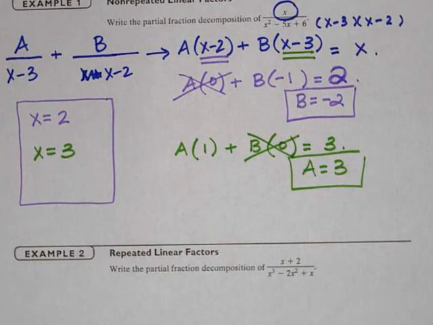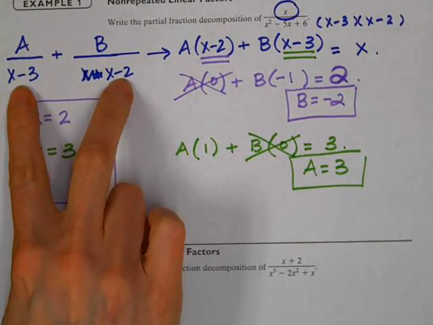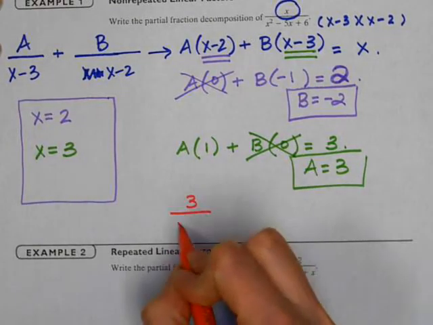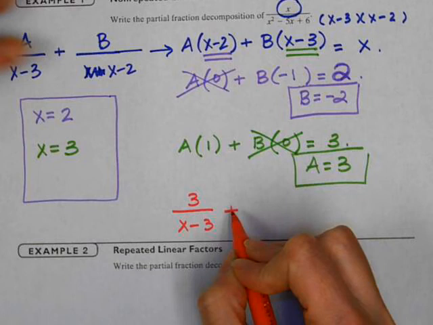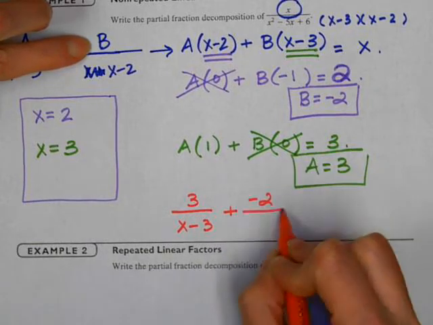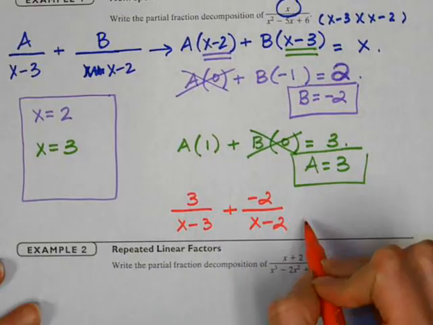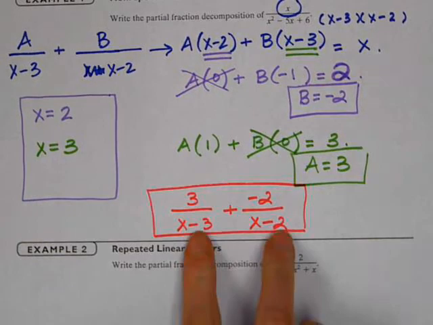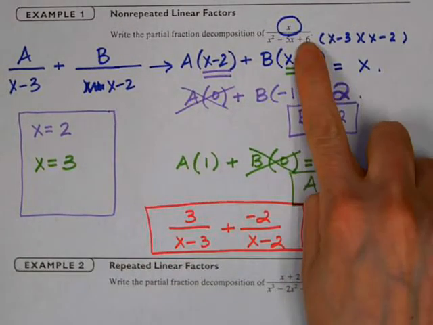All right, so once you find a and b, you are good to go. We'll just plug them back in up here. So final answer, 3 over x minus 3 plus negative 2 over x minus 2. And that's it. So if you were to add these together, you would end up with this sum.